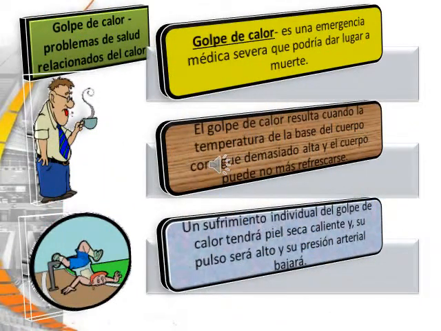Heat stroke is a severe medical emergency which could result in death. Heat stroke results in the body's core temperature getting too high and the body is no longer able to cool itself. An individual suffering from heat stroke will have hot, dry skin, their pulse will be high, and their blood pressure will fall.